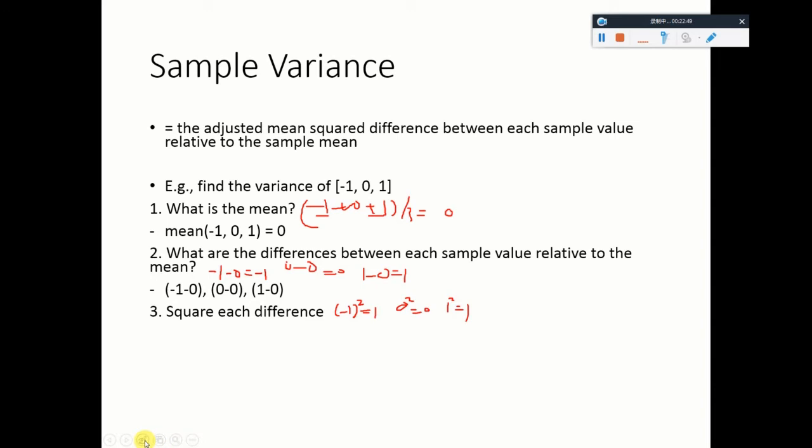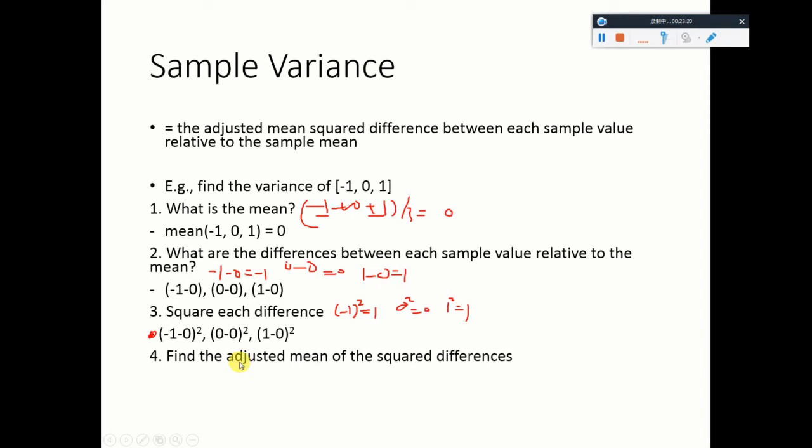So there we go, right? So why do we have a negative sign here? So scratch that. We shouldn't have anything here. Oh, it's the dash. All right. Anyways, just so you know, there should not be any negative sign in front of it. The last step is to find the adjusted mean of the squared differences.